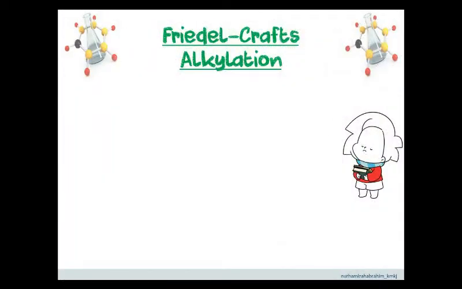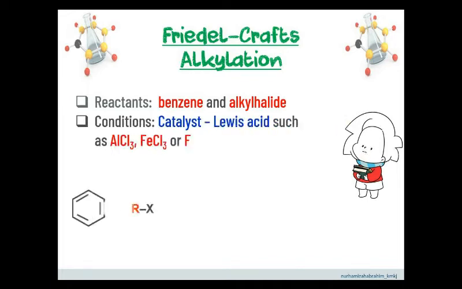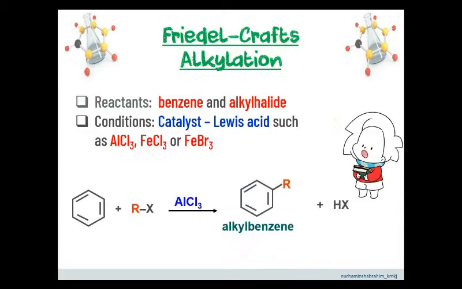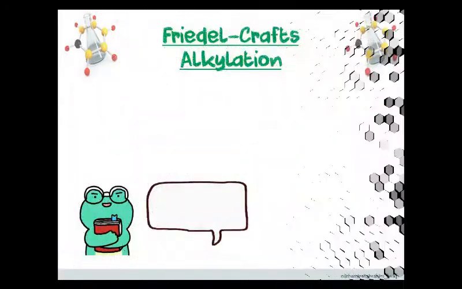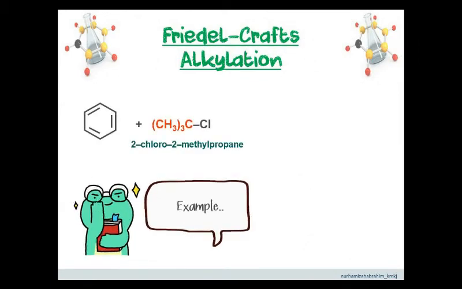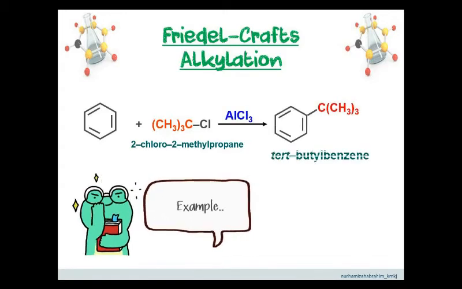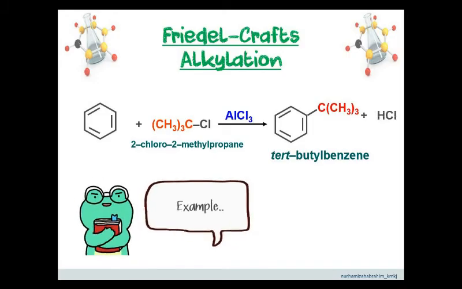The next reaction is Friedel-Crafts alkylation. The reactant must contain an alkyl halide, in the presence of a Lewis acid as catalyst. This reaction is useful when adding an alkyl group into the benzene ring, to produce an alkylbenzene. For example, benzene reacts with 2-chloro-2-methylpropane, in the presence of AlCl3, to produce tert-butylbenzene, with hydrochloric acid as byproduct.